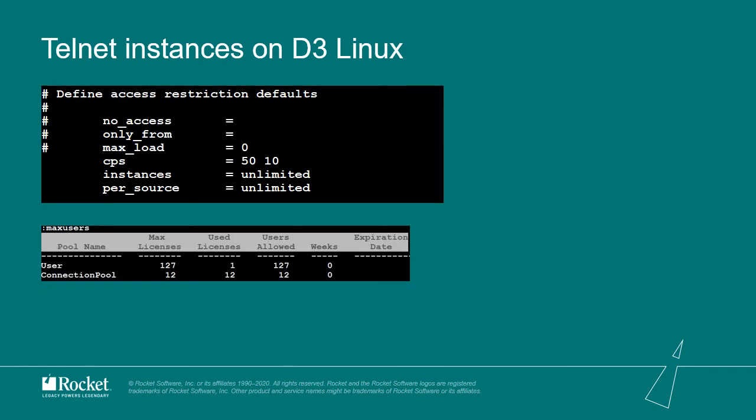Either way, look at and then edit the etc/xinetd.conf file and change the instances equals 10 and per source equals 10 values to something more reasonable. If you're not sure what's reasonable, you can just set both of them to unlimited and then restart the XINET service. Then do another max users and make sure that all your connection pools are being used.